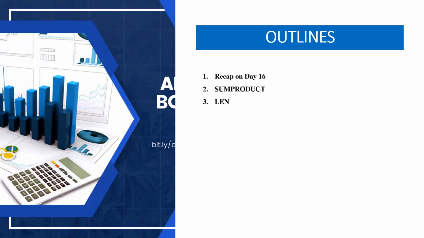SUMPRODUCT is what will help you to do that without doing the multiplication and the addition separately. You are going to do it together by highlighting the quantity and the price per product, putting them together, and it will give you the total of everything in one place. So that's what SUMPRODUCT is. I'll give you an example of it, and we'll learn more when we do that.